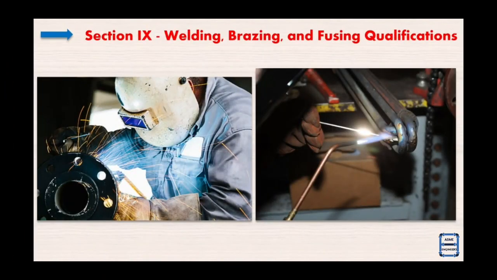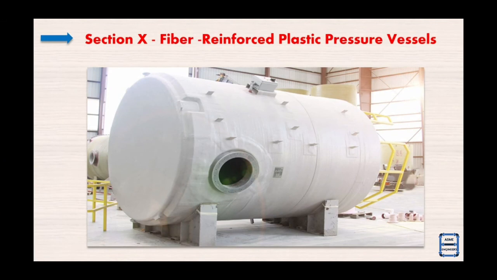Next is Section 9. Section 9 provides us welding, brazing and fusing qualification. Here we can find welding, brazing and fusing procedures. Section 9 provides us various welding positions, WPS, PQR, WPQ and various information about welding, brazing and fusing. Next is Section 10, which provides guidance for fabrication of fiber reinforced plastic pressure vessels.